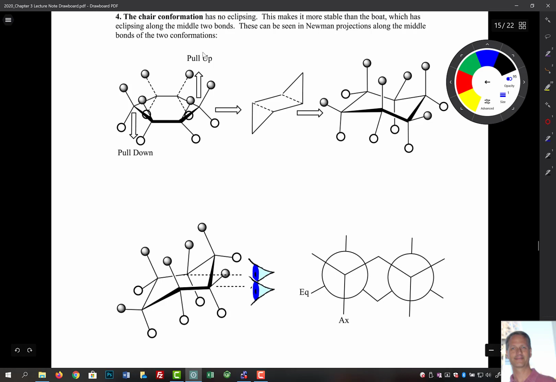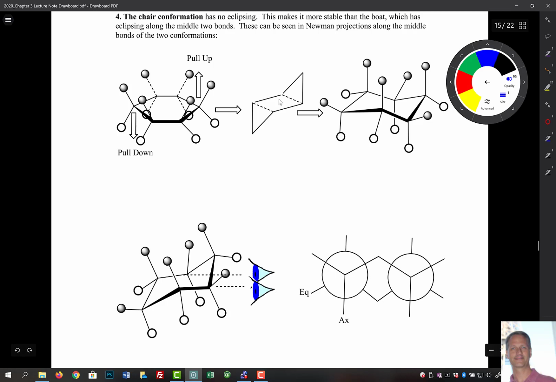So we're going to pull up one end, and that would have given us the half chair. But rather than pulling up to get the boat on this side, we're going to pull it down. We're going to come down, right? And that'll give us the chair. So without our H's, it kind of looks like this. This is the full chair.